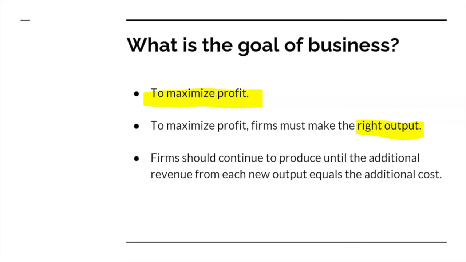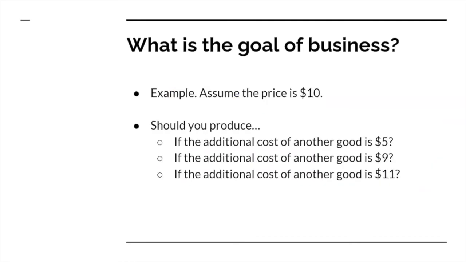And so we are going to say firms should continue to produce until the additional revenue from each output equals the additional cost. So I'll repeat it. Firms should continue to produce until the additional revenue from selling that product equals the additional cost from producing that product here. And so an example.